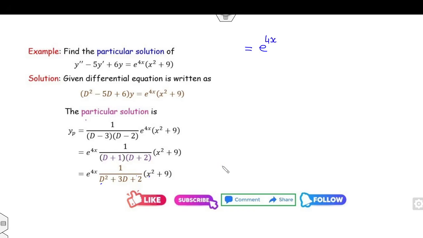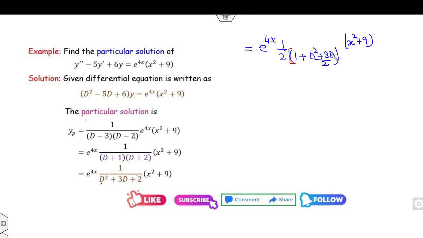Make sure, student, if you take d square common, then it will be 3 over d plus 2 over d square, and clearly these two terms have negative powers, minus 2 and minus 1, but we always need positive powers. Fine. So how can you take that? I can take 1 over 2 common. It's 1 plus d square plus 3d over 2 into x square plus 9.